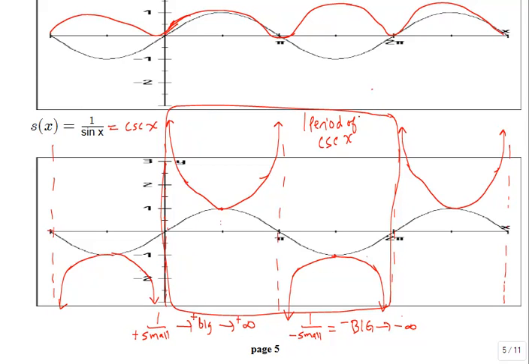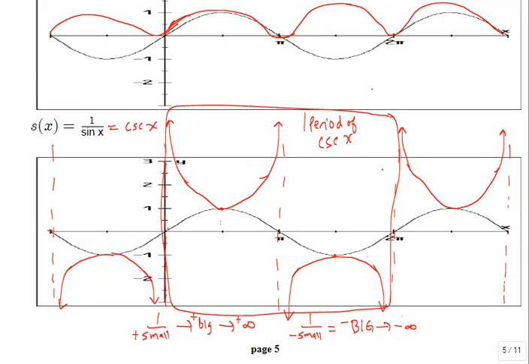So the period of cosecant is 2 pi. From 0 to 2 pi, I get 1 full up U and 1 full down U. So just like the period of sine was 2 pi, so is the period of cosecant. So it's this basic shape right here that you want to have memorized.